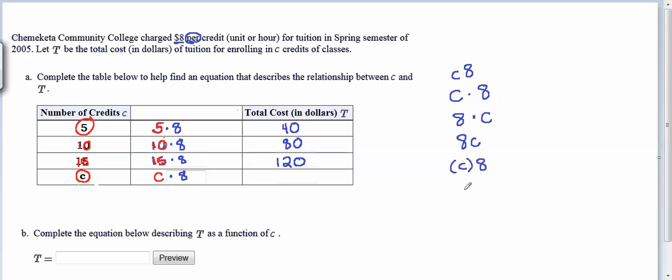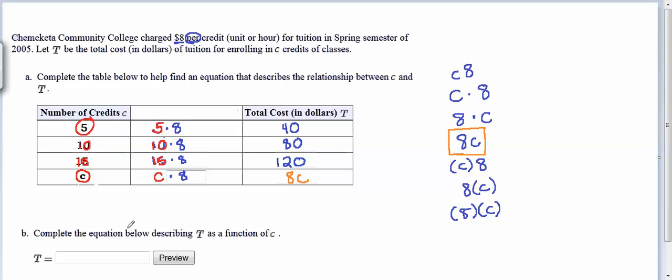You could write it as 8 times C. You could write it with parentheses around both. So many options. But I would say of all those options, the most commonly used one is this. This is what we'll want to get in the habit of writing: 8 times C without that multiplication sign shown. So the total cost in dollars would be 8C. So we can fill that in our table.